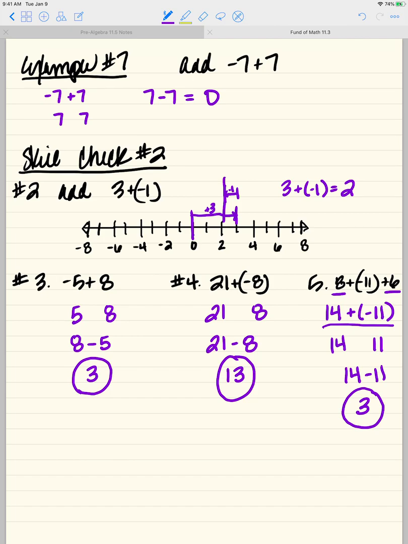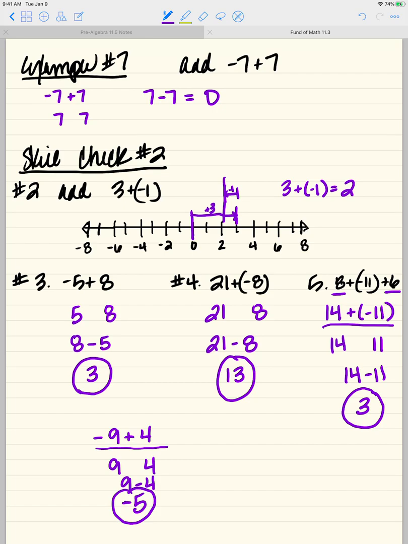I'm going to write another example. What if we add negative 9 plus 4? What is the absolute value of negative 9? 9. What is the absolute value of 4? 4. What is 9 minus 4? 9 minus 4 is 5. What has a larger absolute value, 9 or 4? 9 does. In my original problem, 9 was negative. So the answer gets assigned a negative sign. Negative 9 plus 4 is negative 5.